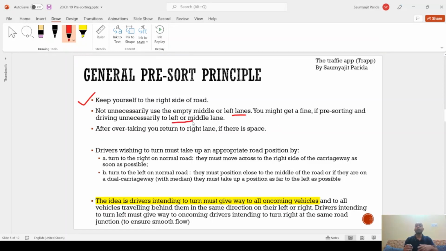So the question that could be asked in the exam is that if this is the road and I am driving here, then the question will be, should I continue driving here or should I move here? The answer is, I shouldn't be continuing driving here, but I should move to the right. After overtaking, you return to the right lane if there is space. Always keep to the right.